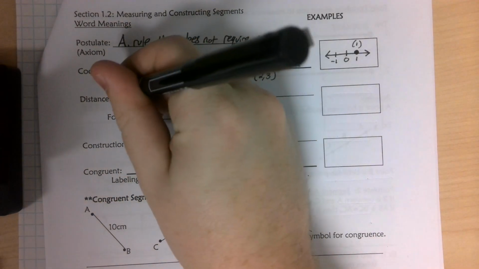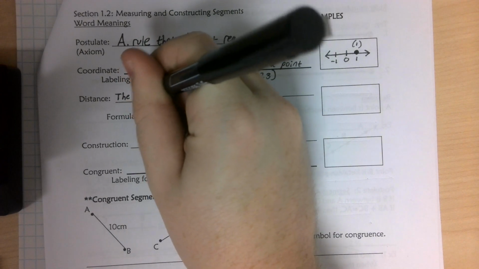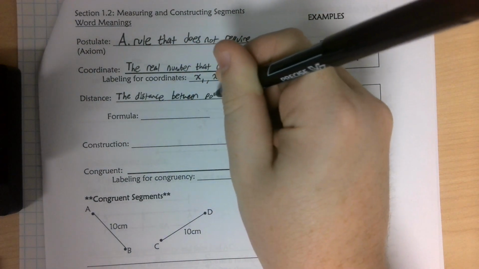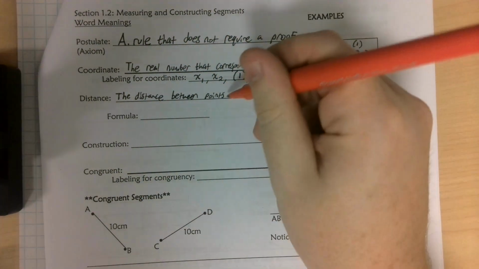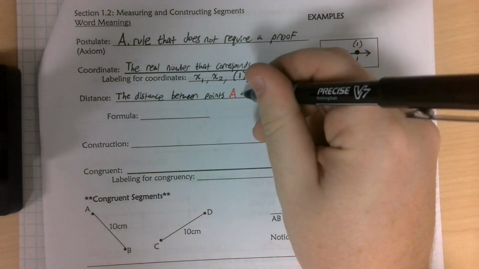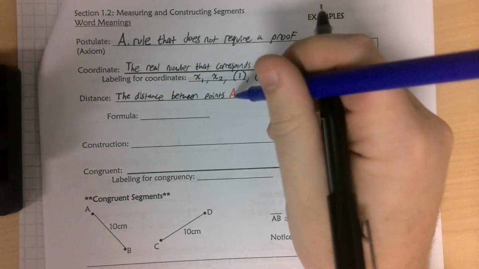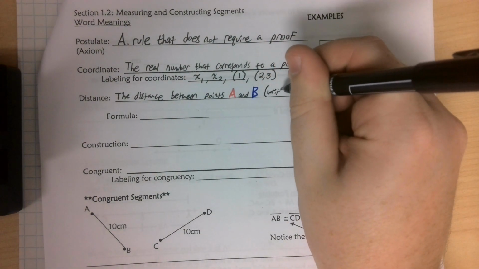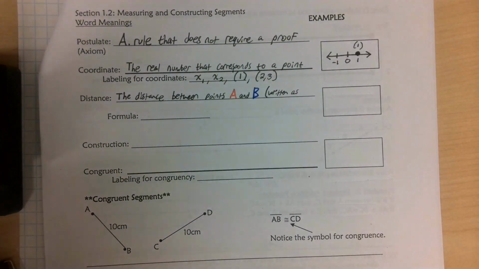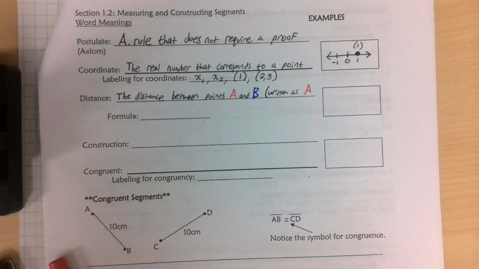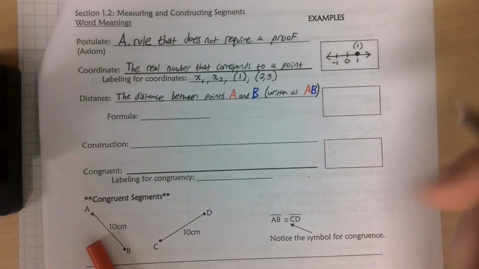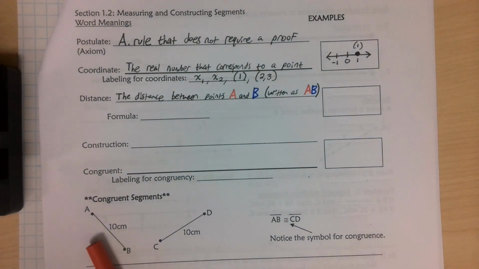The distance between points A and B, which we like to write as just AB without a line above it. If there is a line above it, obviously we know that that's talking about the type of line that AB is. But if you just see the letters AB next to each other, that's talking about the distance, or how long segment AB is.